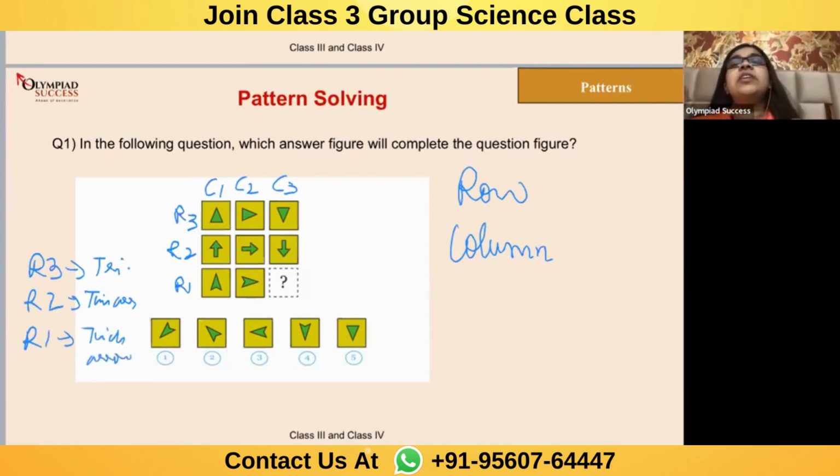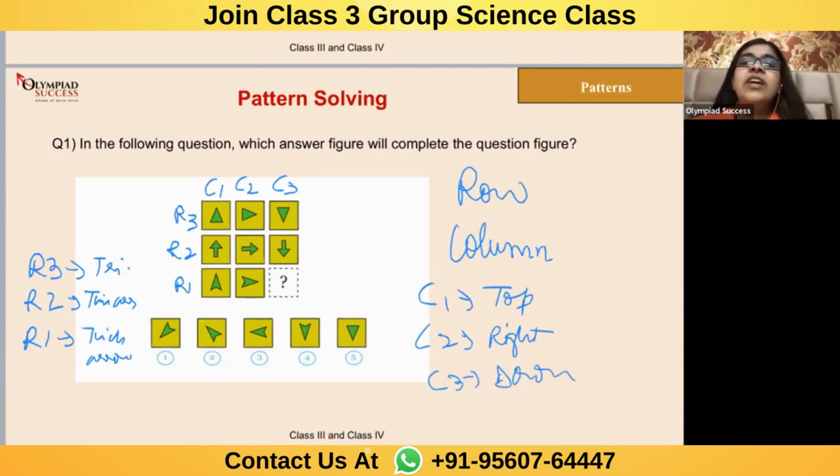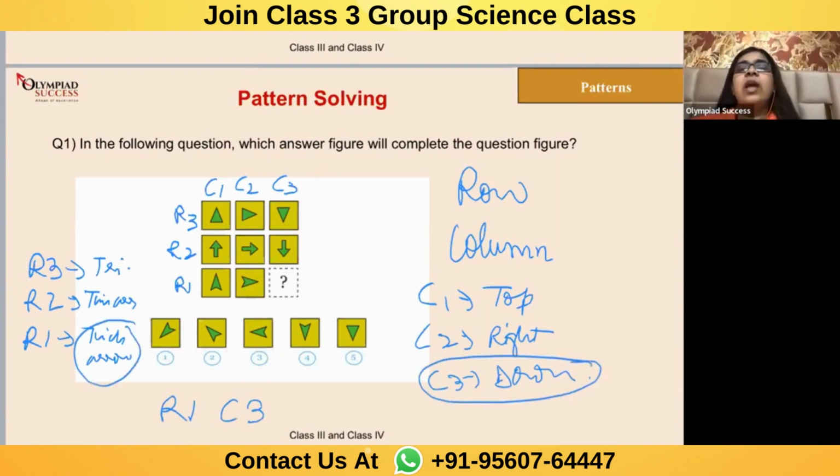Now what is the relation between every column? Column number 1 is pointing towards the top. Column number 2 is pointing towards the right side. And column number 3 is pointing down. So when I need row 1, column 3, I need a thick arrow pointing down. I need a thick arrow pointing down. And this is my perfect answer. Thick arrow pointing down. I know you people did not apply so much brain in doing this. You just saw it and you got your answer.